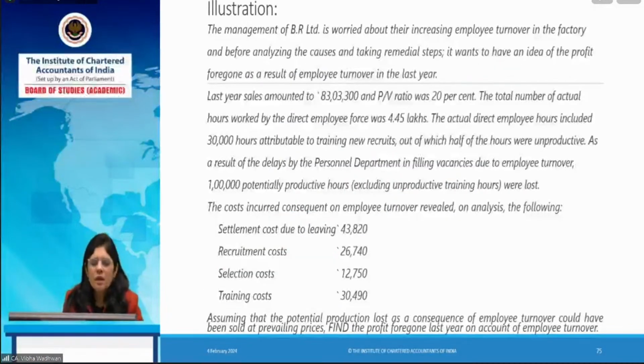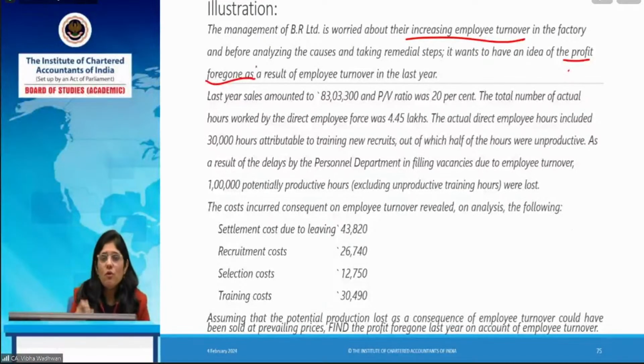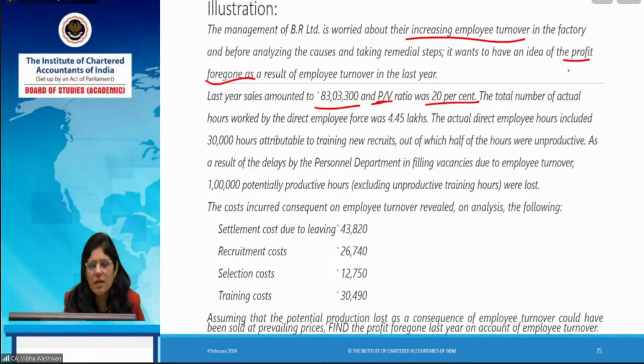All right. Okay. So we have this illustration also for the cost. This management is worried about increasing employee turnover in this company. Before analyzing the causes and taking remedial steps, it wants to have an idea of the profit foregone. So how much profit we are losing, clear, because of this labor turnover. Of course, the production will fall, the sales will fall. Last year sales are this and profit volume ratio is this. Profit volume ratio is a concept of marginal costing, but you can understand it as the profit ratio, which is 20%.